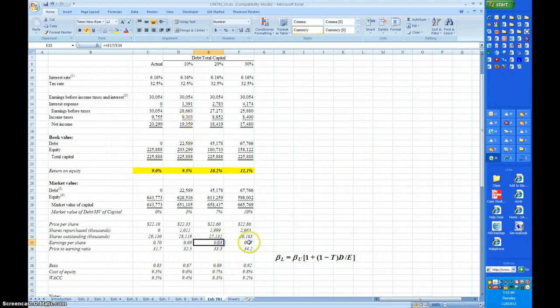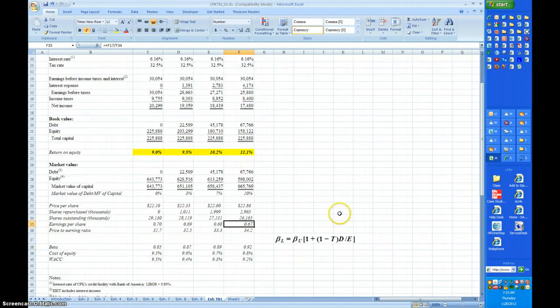What happens to the price to earnings ratio? This tends to go up because the share price increases. And again, this is all just ratios. These are all just math. That divided by that, that divided by that. So the price to earnings ratio actually improves because the stock price goes up at a faster rate than earnings per share go down thanks to the interest.